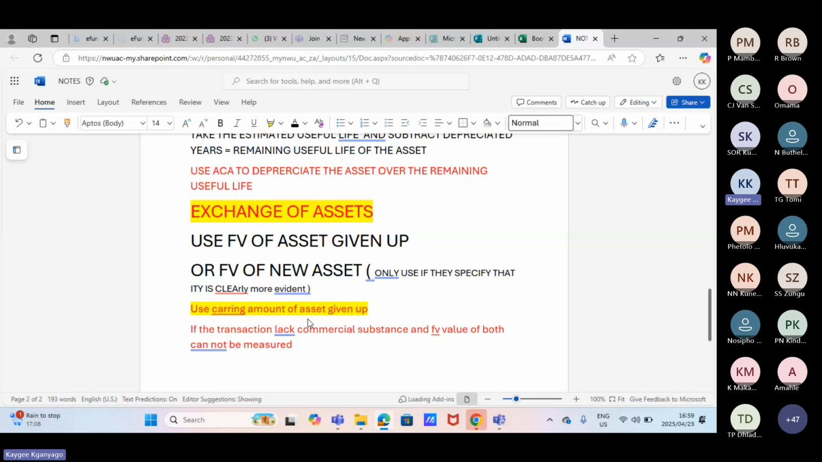Okay, then let's say I have two assets, and they are not of commercial substance, but I have the fair values of both of them. So that means I can then use the fair value of the asset that I'm giving up, right? It's more of a question, but I want your confirmation. So I'm saying if both of the assets have no commercial substance, right? Okay, look, ne?